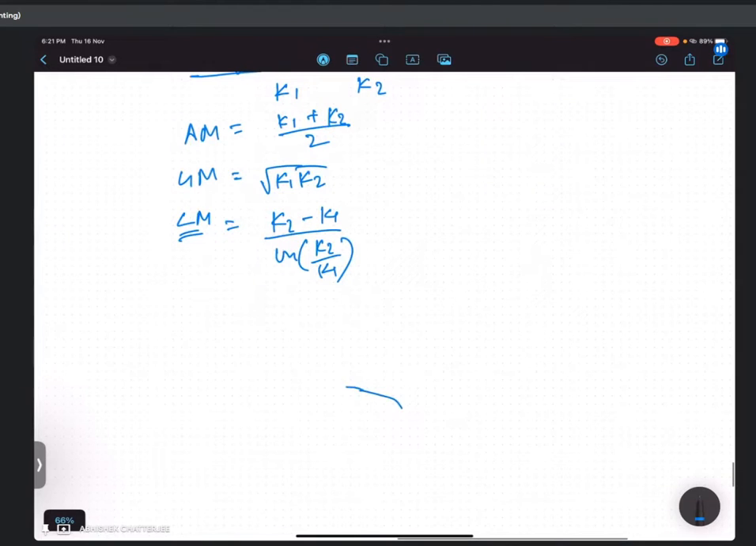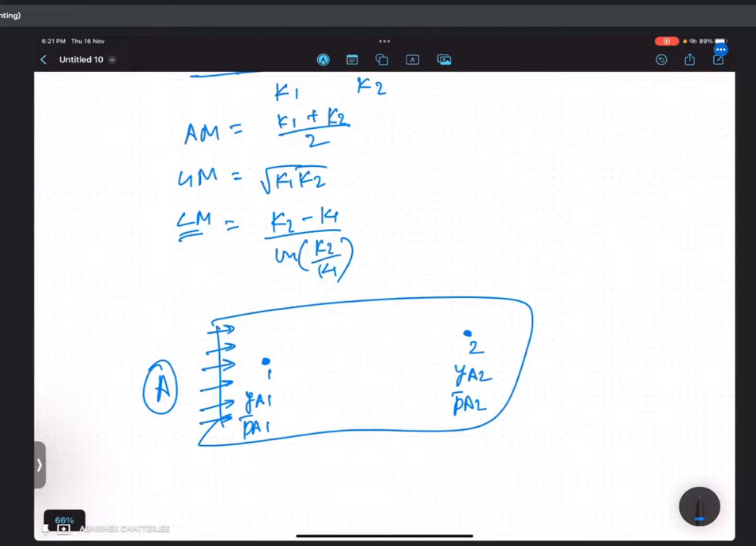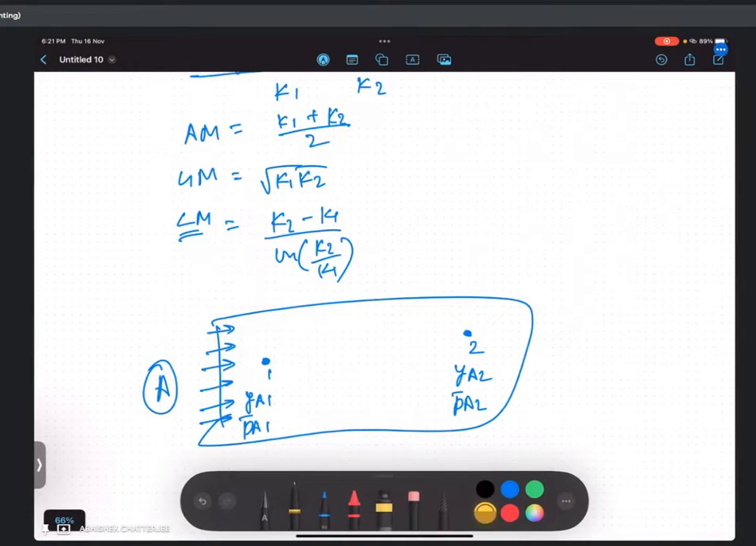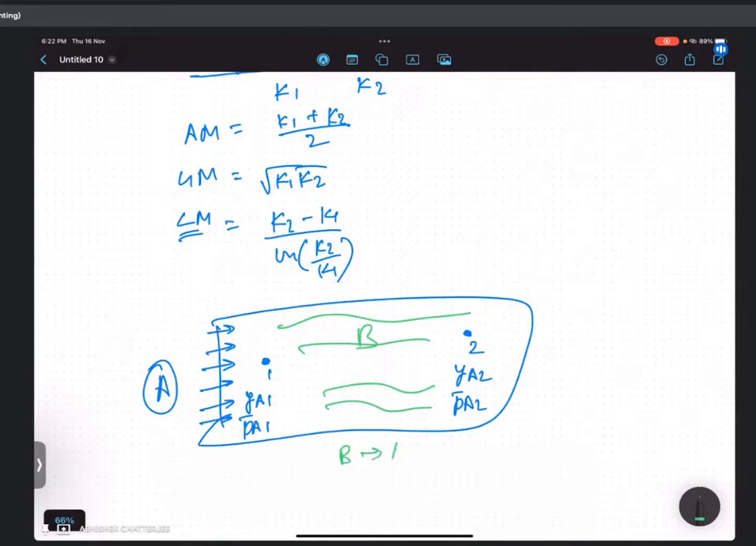Suppose you are having a system like this, and you say that diffusion is happening from point 1 to point 2. Here it is Ya1, Pa1. Here it is Ya2, Pa2. Now this is for component A. From here, suppose the vapors of component A are generating, and this entire place is filled up with your component B. Clear? And let our component B be air.